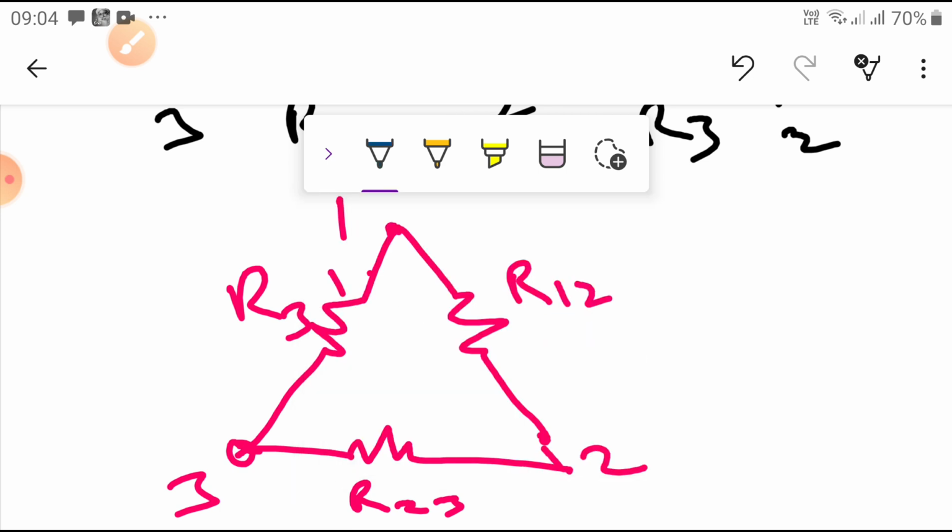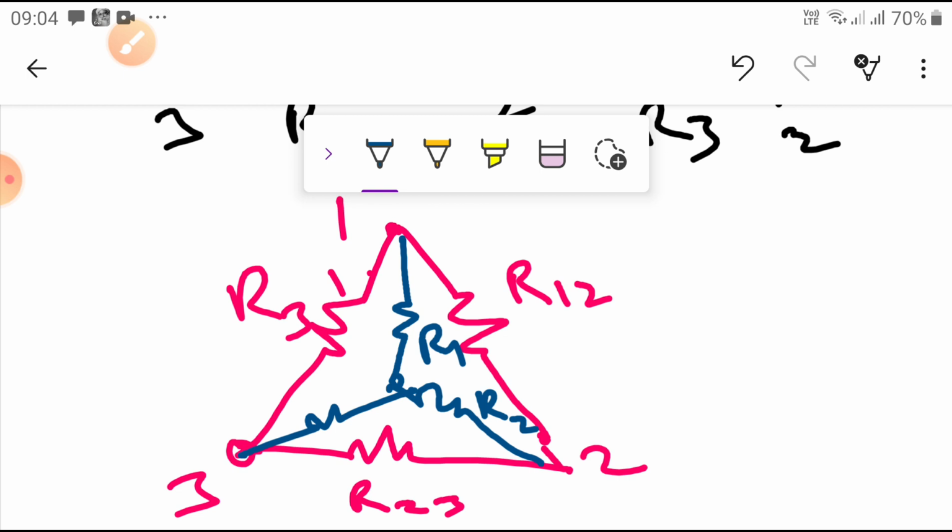Now I want to convert to the other form, the star form. How are we going to convert? Simply, I require a star here, converting to resistors in this common pattern. Here it is represented R1, this is called R2, this is called R3. Now write the equations.